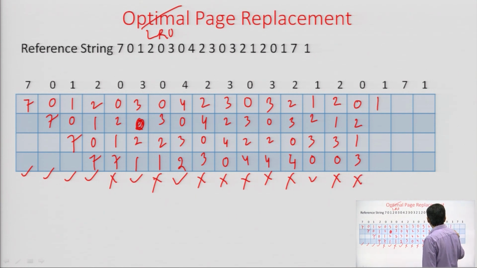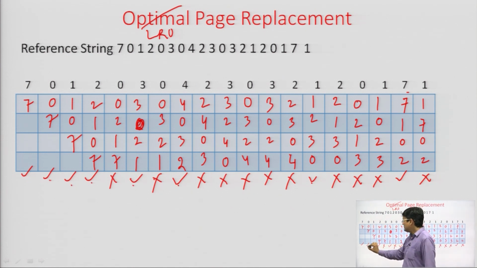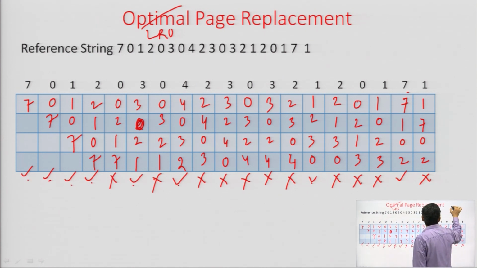1 is already there, bring it on top, no page fault. 7, we will have to replace it with the old page. So, 7, 1, 0, 2, page fault. 1 is already there, 1, 7, 0, 2, no page fault. So, the number of page faults here are 1, 2, 3, 4, 5, 6, 7 and 8. It means the page fault rate in this case is 8 by 19.